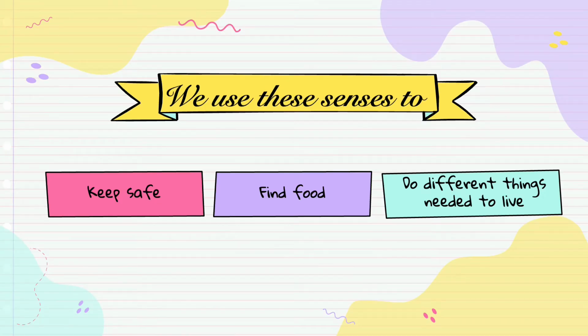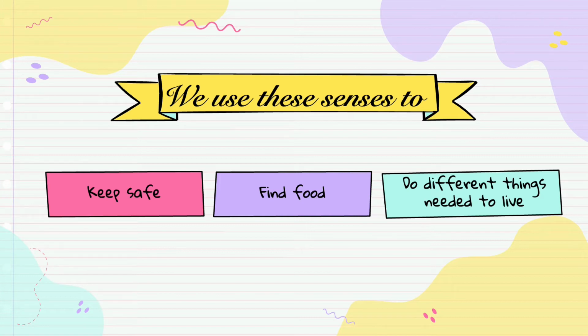So, we use these senses for what? To keep us safe, to find food, and to do different things which we need to live, right? There are so many things which we need to live, and we use them.